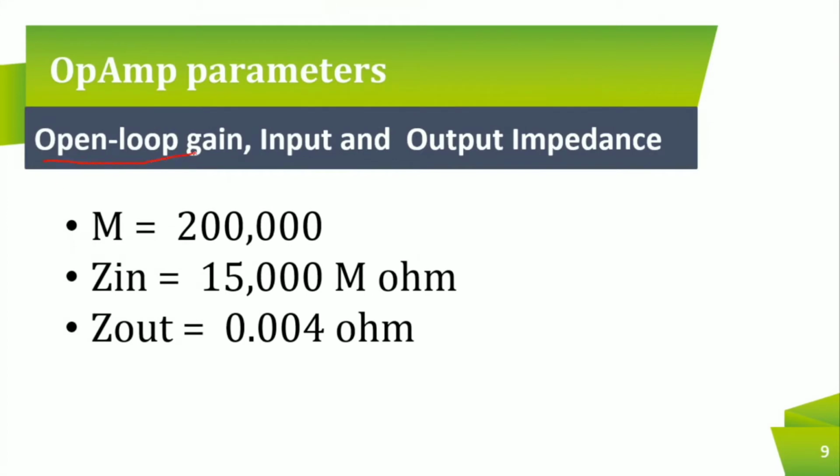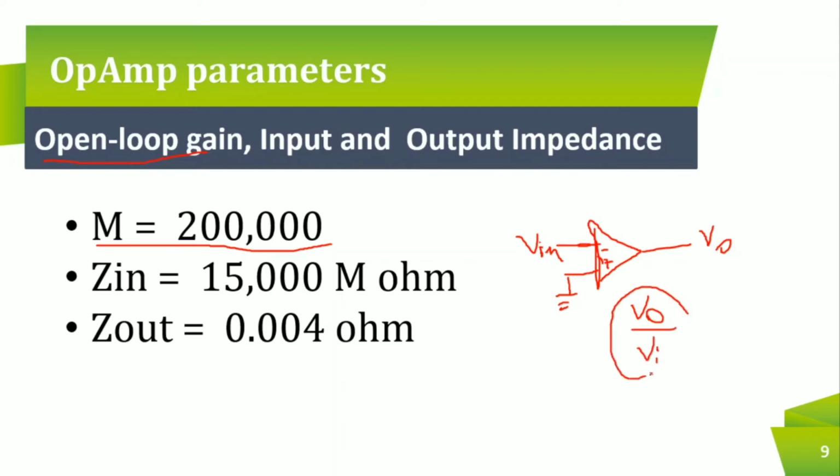Next is open loop gain. The open loop gain of an op-amp is always maximum. If I take an op-amp, this is the op-amp, and I don't have any feedback here. I give an input at one terminal and the other terminal is grounded. What is the output I get? Now I take the ratio V0 by Vin. The maximum ratio can be 200,000. This is the open loop gain of the given op-amp.